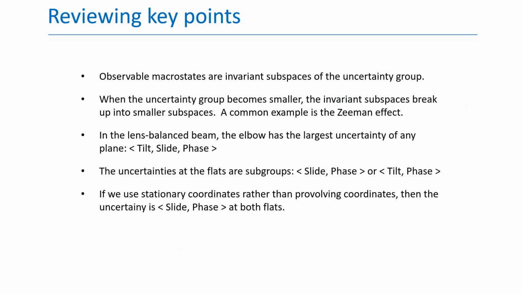That's all for this lecture, so let's review the key points. Observable macrostates are invariant subspaces of the uncertainty group. When the uncertainty group becomes smaller, the invariant subspaces break up into smaller subspaces. A common example is the Zeeman effect. In the lens-balanced beam, the elbow has the largest uncertainty of any plane, tilt-slide phase. The uncertainties at the flat are subgroups, slide phase or tilt phase. If we use stationary coordinates rather than provolving coordinates, then the uncertainty is slide phase at both flats.